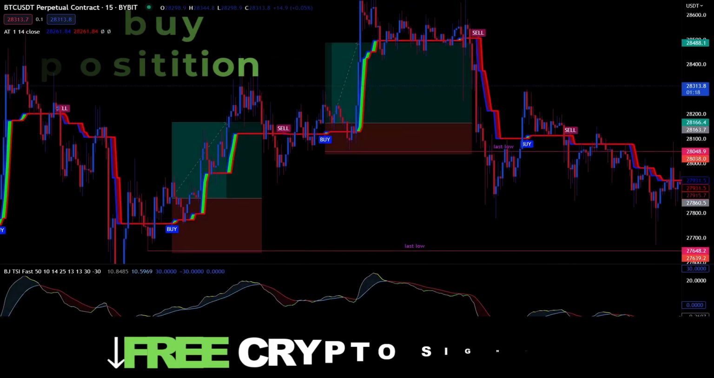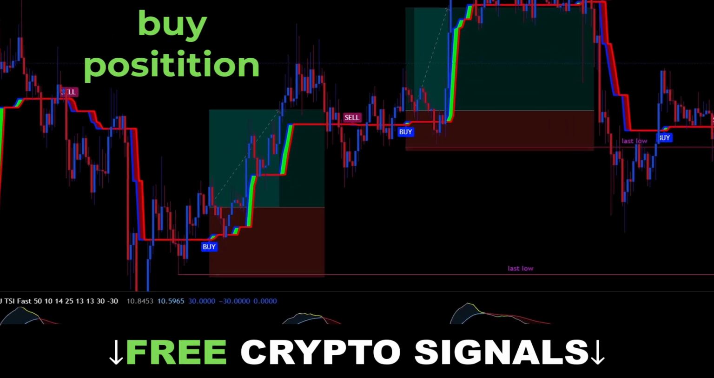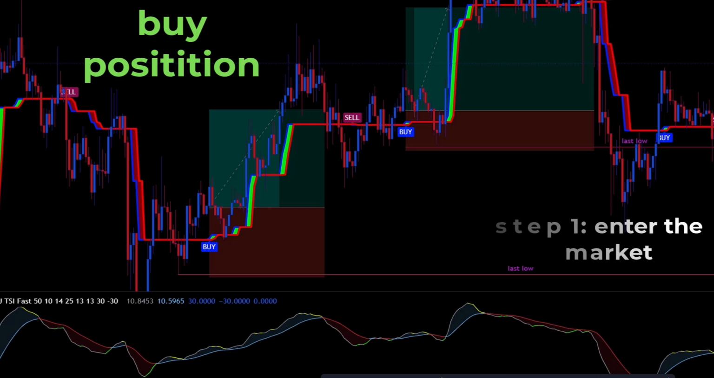We will start by taking an example of a buy position. To make a good trade, it is important to keep a few steps in mind. Step 1. Enter the market. We can enter the market whenever we see a buy signal appear on our Alphatrend. But beware, not every buy signal on this graph is good to take our buy position.